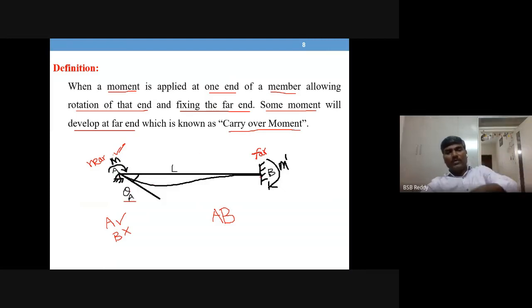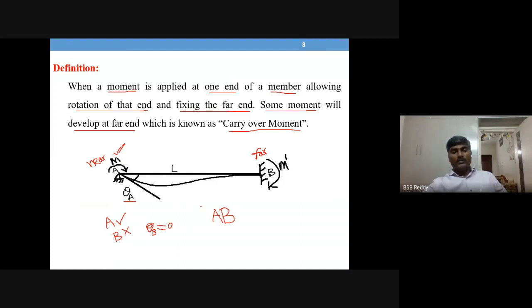So what about the far end? The far end is fixed, so it will not rotate. So theta B is 0. Theta A is possible, whereas theta B is 0, because the far end is fixed.